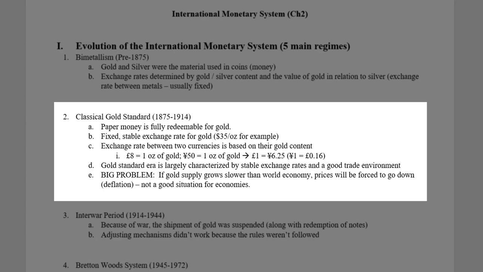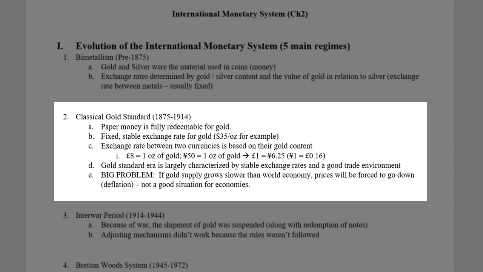But there's this big problem. If the gold supply grows slower than the world economy, prices are going to be forced to go down. And so that turns into deflation. That's basically the definition of deflation. And that's never a good situation to be in from an economic standpoint, because it encourages participants in the economy to sit back and wait for their money to buy more. And so you can have this drag on economic activity. In the extreme, people will not do anything because tomorrow their dollars, their currency, will buy more stuff.